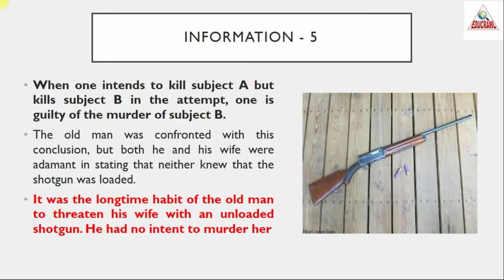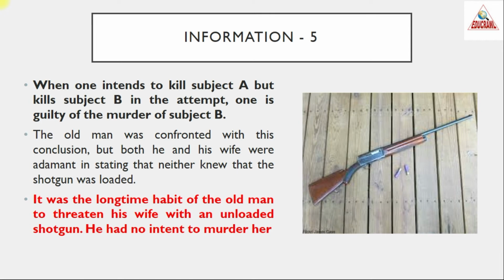Now, let us see information number 5. When one intends to kill subject A but kills subject B in the attempt, one is guilty of the murder of subject B. So here the old man tried to kill his wife, but the gunshot missed the wife and killed Ronald Opus. Now in this case, the old man is guilty.